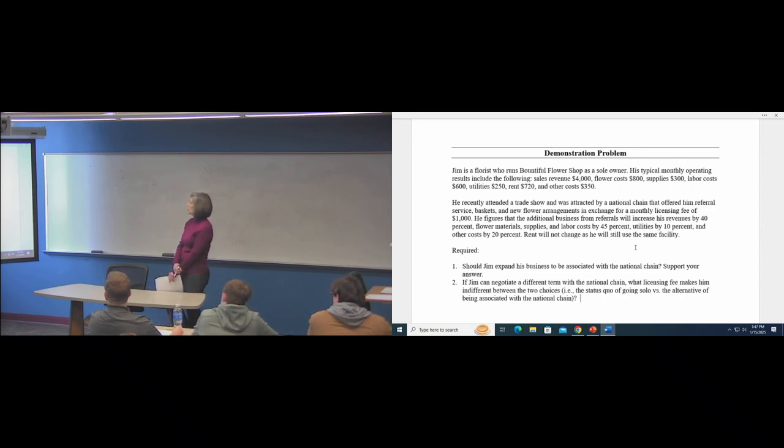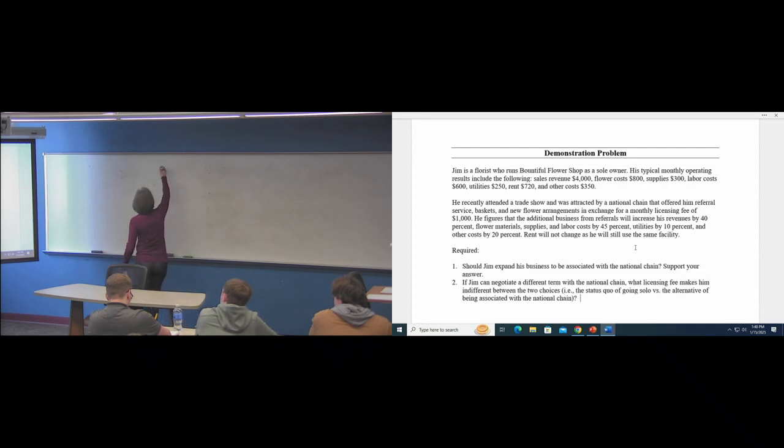Okay. So he figures that the additional business from referrals will increase his revenues by 40%. Flower, material, supplies, and labor costs will also increase by 45%. Utilities will go up by 10%, other costs by 20%. Rent will not change as he will still use the same facility. Number 1 says, should Jim expand his business to be associated with a national chain? Support your answer. Number 1 is just a numbers question.